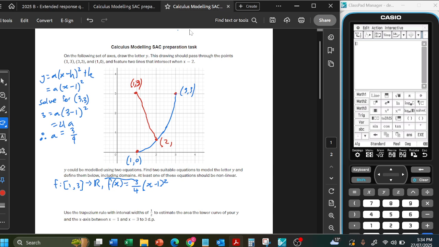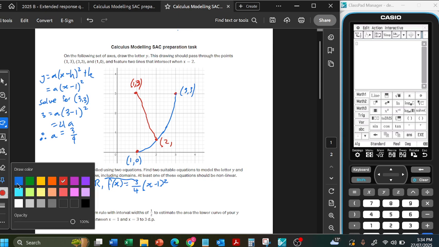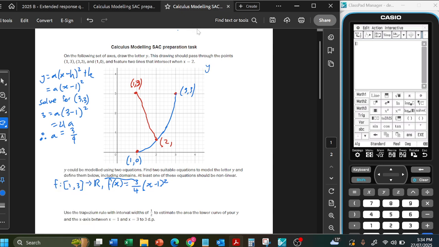So if we know that this is the equation of the blue curve, this one that we just worked out, we can figure out what the y-coordinate is by subbing in x equals 2 into this equation for f right here. So putting x equals 2 into the equation 3 over 4 (x minus 1) squared, that is going to give me 3 over 4 times 1 squared, which is just 3 over 4. So we know that this point here is (2, 3 over 4).